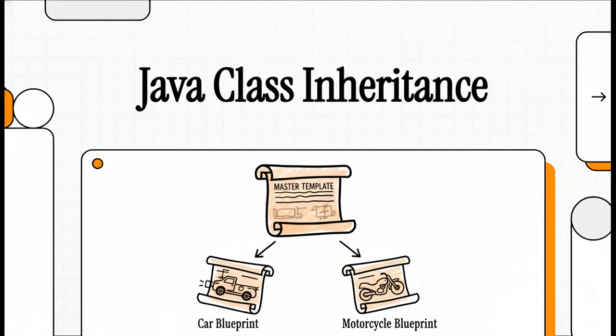Hey everyone, and welcome. Today we are going to dive into a core concept in Java that is all about working smarter, not harder: inheritance. So, let's imagine you're an architect for a second. Instead of drawing a brand new blueprint for a car and then another completely separate one for a truck, what if you could just start with a master template for a vehicle and then specialize from there? Well, that's the power of inheritance, and we're about to break it all down.